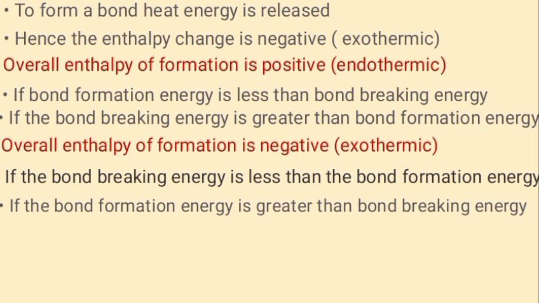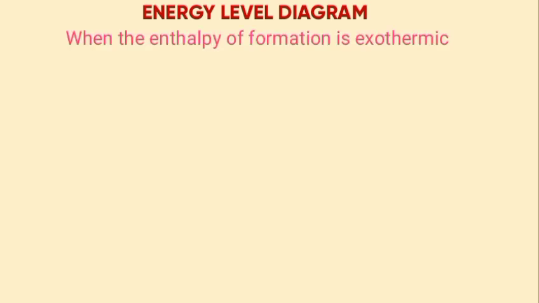Next, we want to look at how to draw the energy level diagram when the enthalpy of formation is exothermic. As mentioned earlier, the enthalpy of formation is exothermic if the bond formation energy is greater than the bond breaking energy. So we look at an example: A2 plus B2. You break the bonds in A2 and B2, you form 2A plus 2B. Then 2A and 2B combine to form a bond, giving 2AB.